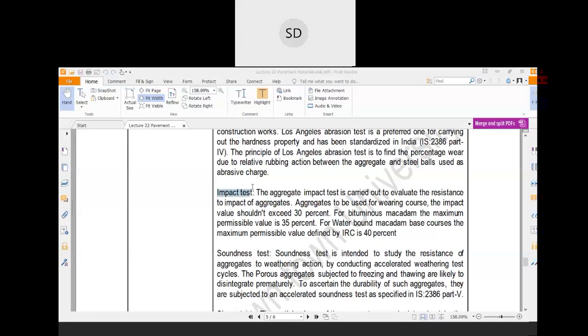Now another test is impact test. Now in the impact test, what happens, you will put the aggregate in a mold, and there will be one hammer of like 20 kg or 22.5 kg, and you will keep hammering the aggregate, and after 15 blows you need to check what is the total percentage of crushed particles.